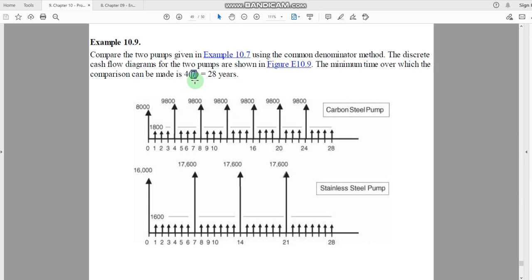So we can multiply these two numbers together, so the total time for analysis will become 28 years. Okay, so this one: 1, 2, 3, 4, 5, 6, 7. So 7 replacements for this carbon steel pump after every 4 years. Okay, so the same thing we have to do for this one.